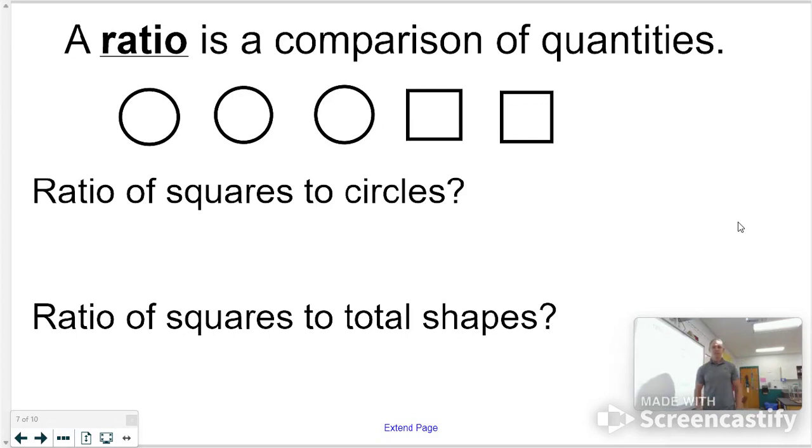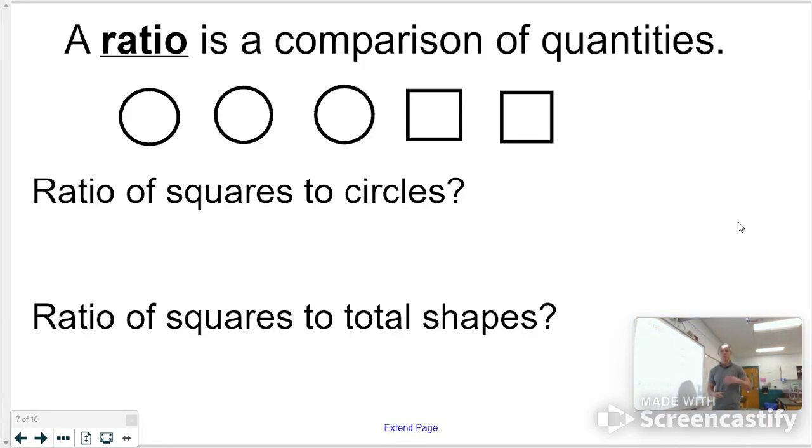So ratio is a comparison of quantities. And we're going to look at the ratio right now of circles and squares. So you can see we got 3 circles and 2 squares, and it asks us first for the ratio of squares to circles. So you got to be very important with ratios because the order does matter.